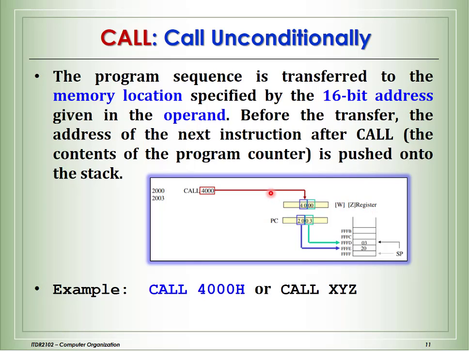Before the transfer, the address of the next instruction is stored in the program counter, and the contents of the program counter are pushed onto the stack. So you can see the stack here. The contents are pushed onto the stack, and the stack pointer, as I told you, is a special kind of register, which is 16-bit.